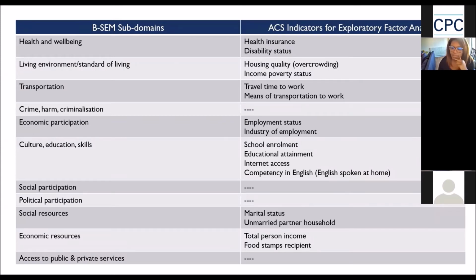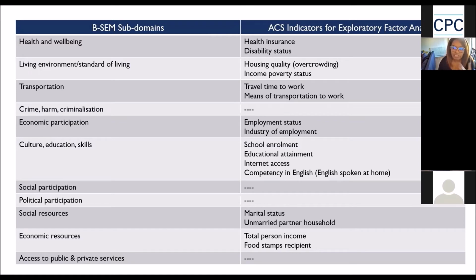So from the PUMS files from the ACS, I used 15 variables that serve as the indicators for the domains of the B-SEM. And that's in the second column of the table. I'm not expecting you all to read that, but it's just there for information. And as you all can imagine, we're often limited to the data that's available, particularly when using secondary sources.